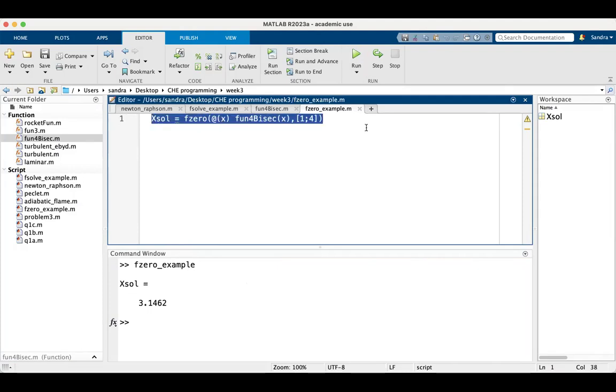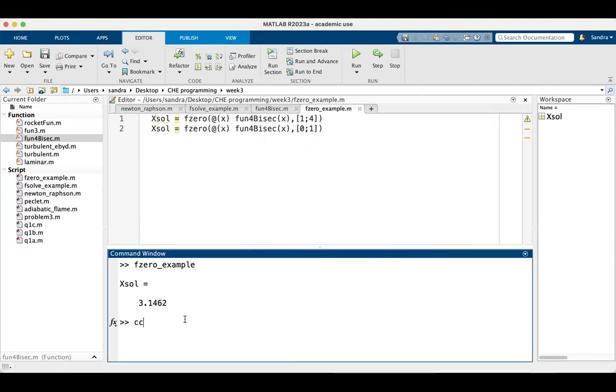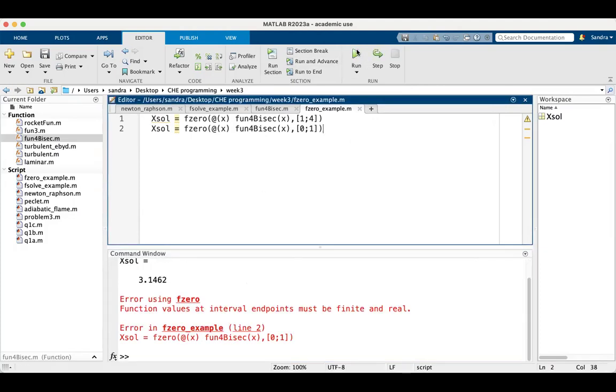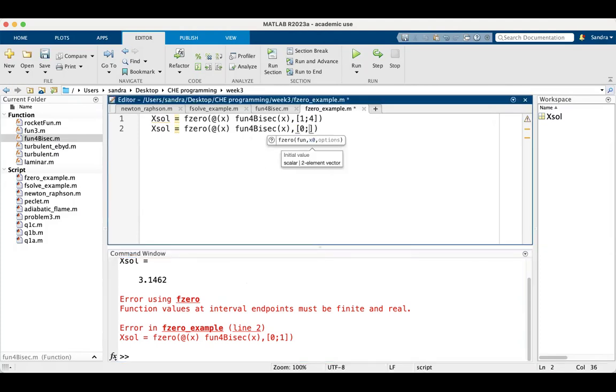Now, with the same thing, I'm giving a different guess. Let me give 0 to 1. What will happen? Let's see. Okay, this is not feasible at the endpoints. So let me give a different initial guess, maybe 0, 1, and minus 1. Let's see what happens. Again, this is not feasible. So the thing is, as I said, the signs have to be opposite. Let me just go see the graph once.